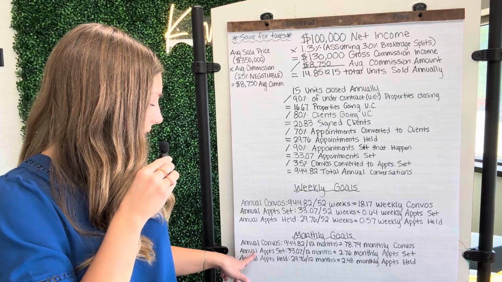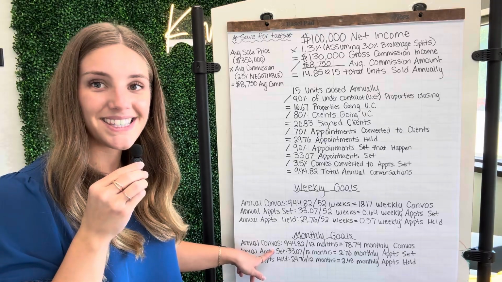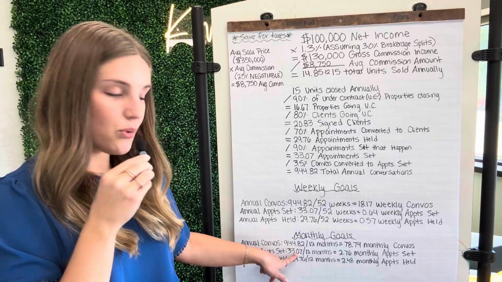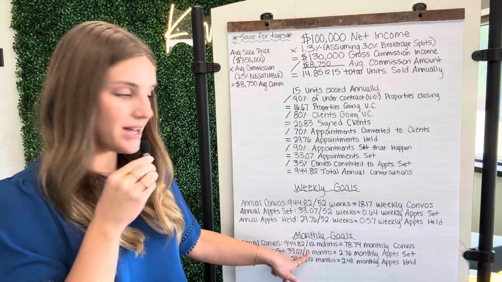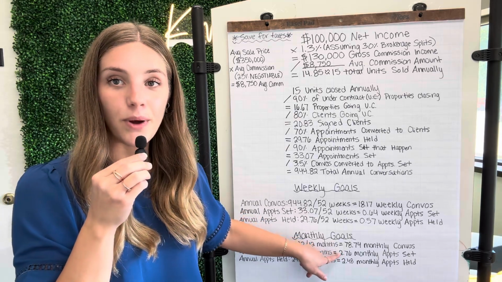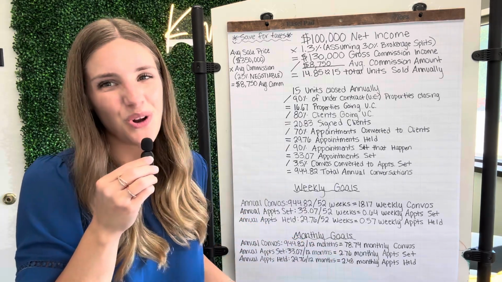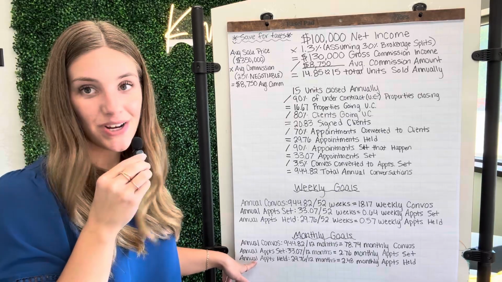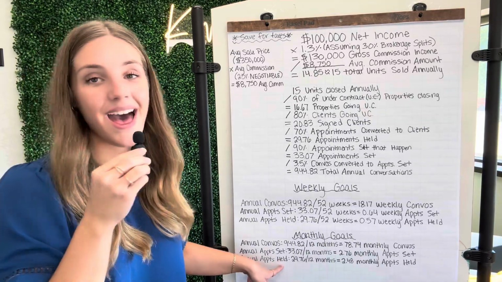The last one here, annual appointments, we're going to start with appointments set. So again, our goal is 33.07. We'll divide that by 12 months, and that means that you need to set about 2.76 appointments every month. So you could go ahead and round that up to 3. I personally would.